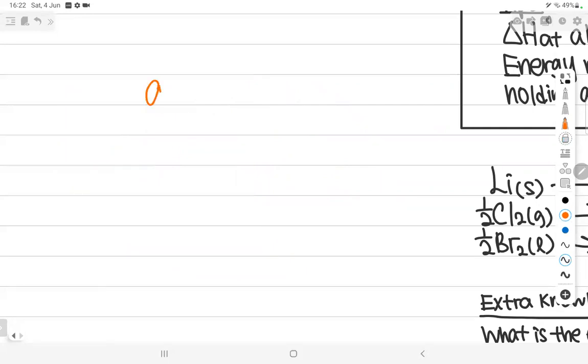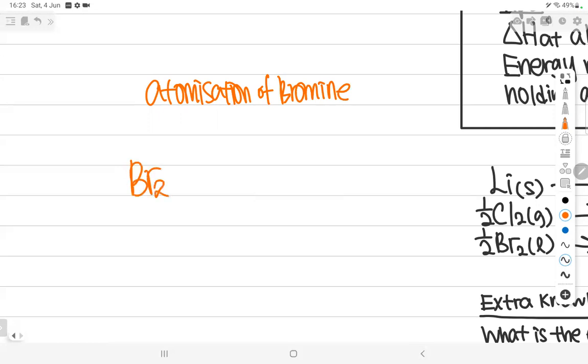What if now we want to do atomization of bromine? Bromine, the formula is Br2. Bromine exists as a liquid naturally. You learned this back in high school. Chlorine is a gas, bromine is a liquid, iodine is a solid.